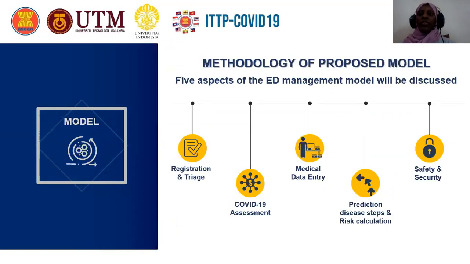So the methodology of this proposed model is designed in five aspects. The first one is registration and triage, and the second one is COVID-19 assessment and medical data entry. And the fourth one is prediction, disease steps, and risk calculation. And the last one is the safety and security aspect. I'm going to go through them one by one.